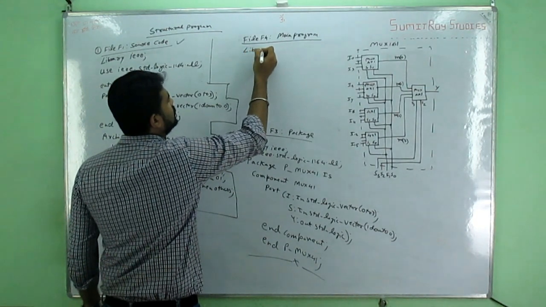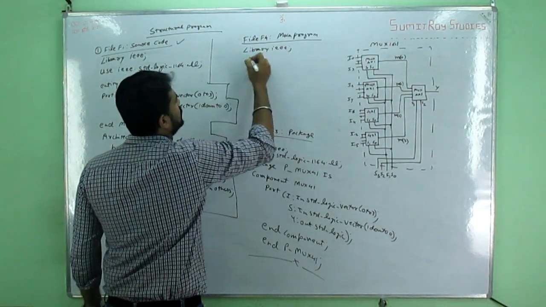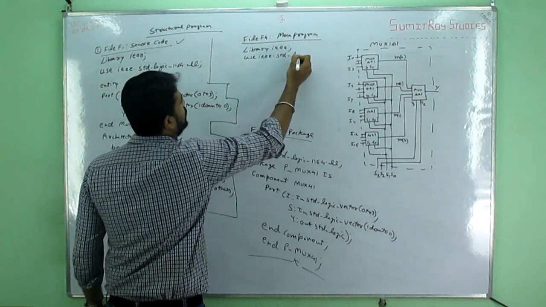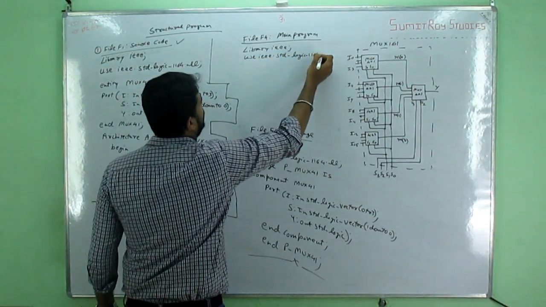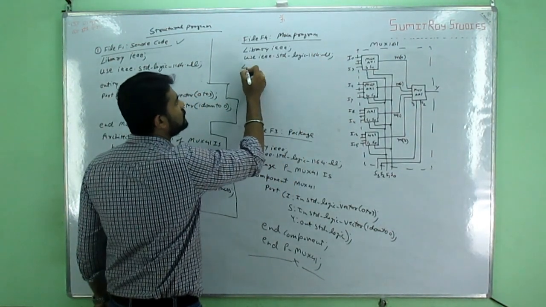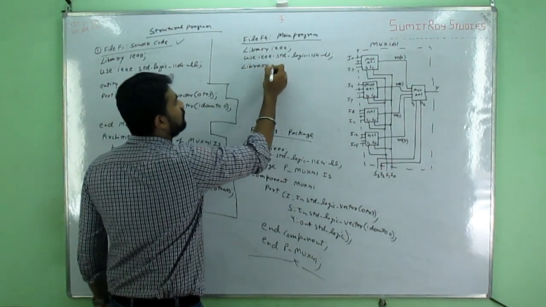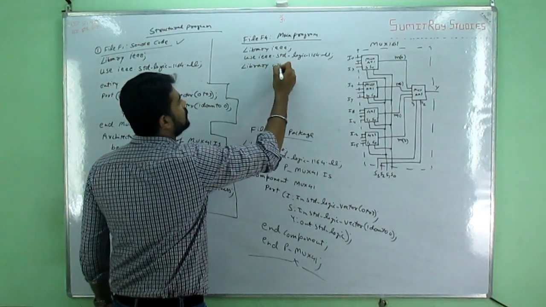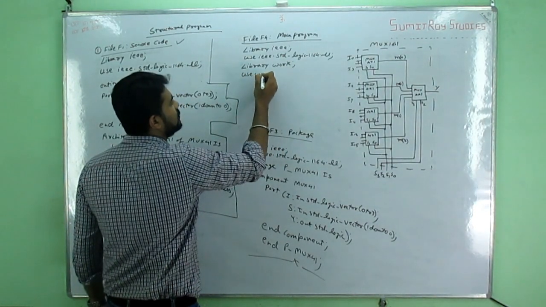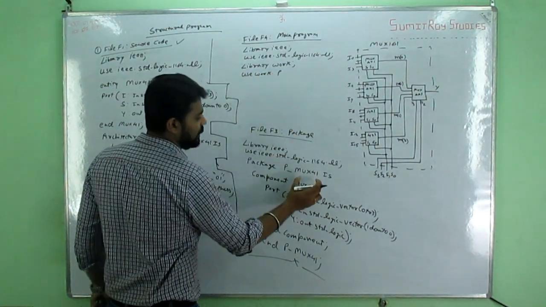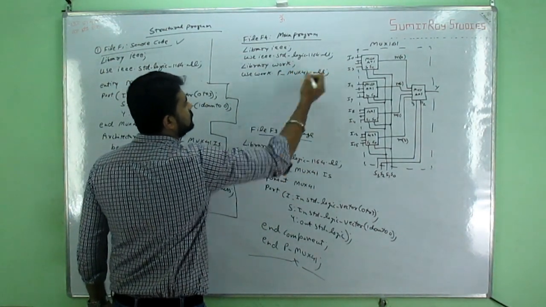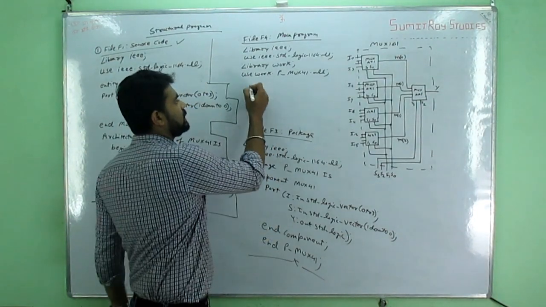Library IEEE.standard_logic_1164.all. Now a new thing will be done. What is that? I'll use library work. What is that? I'll tell you. Use work dot, what's the package name? It's p_mux41.all. So then I will start with the entity.